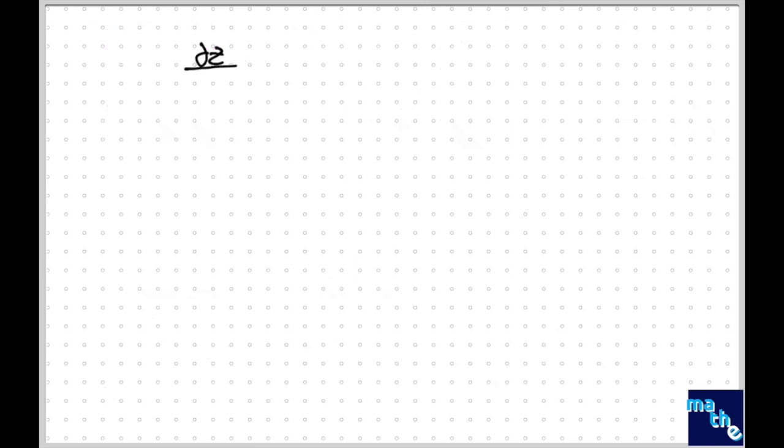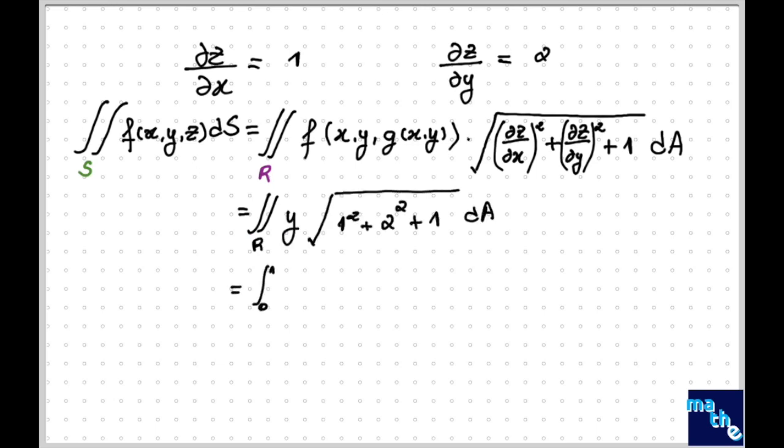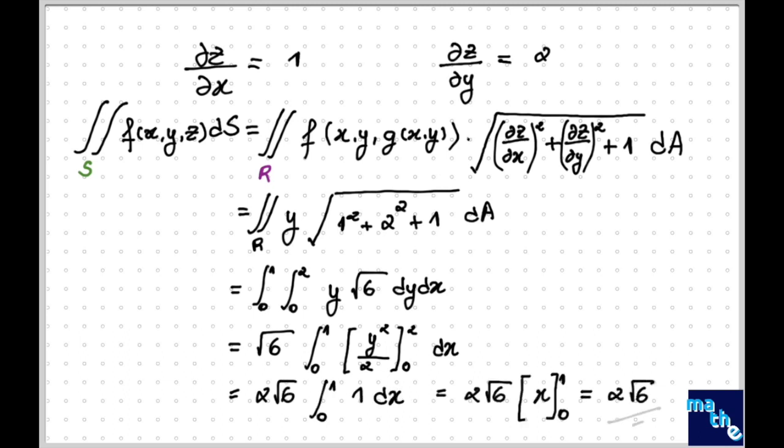So now we just need to assess the partial derivative of z with respect to x and with respect to y. And using the expression from the previous page, we can evaluate the surface integral as a double integral from 0 until 1 for x and 0 until 2 for y over the function y times square root of 6 dy dx, and then it's just to solve the double integral. It's nothing special, really simple, and then at the end you should get 2 times square root of 6.